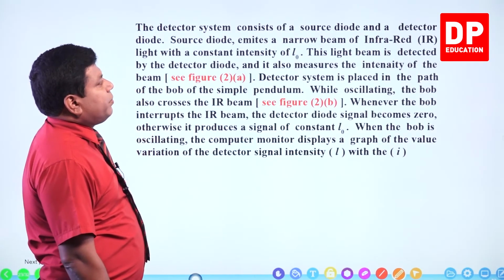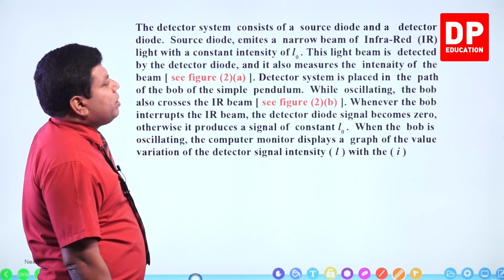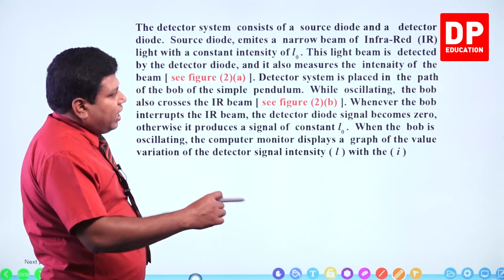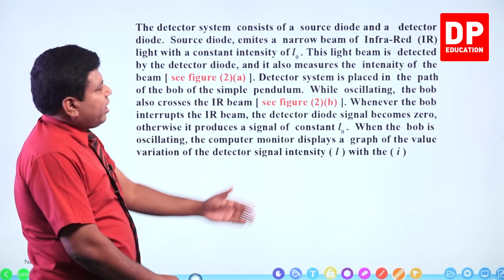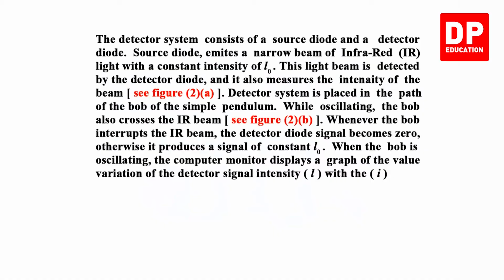The detector system consists of a source diode and a detector diode. The source diode emits a narrow beam of infrared light with a constant intensity of I naught. This light beam is detected by the detector diode, which also measures the intensity of the beam. The detector system is placed in the path of the bob of the simple pendulum. While oscillating, the bob also crosses the IR beam. Whenever the bob interrupts the IR beam, the detector diode signal becomes 0. Otherwise, it produces a signal of constant I naught.